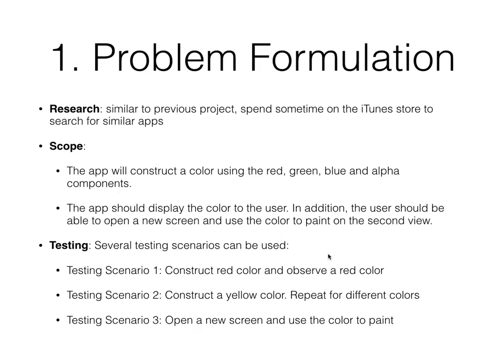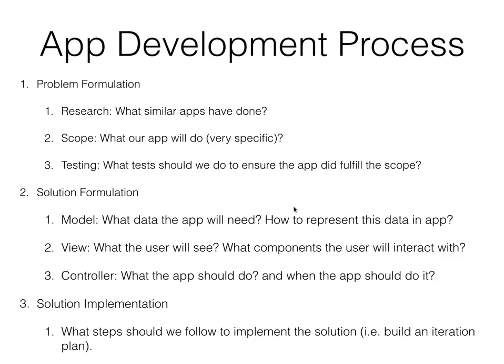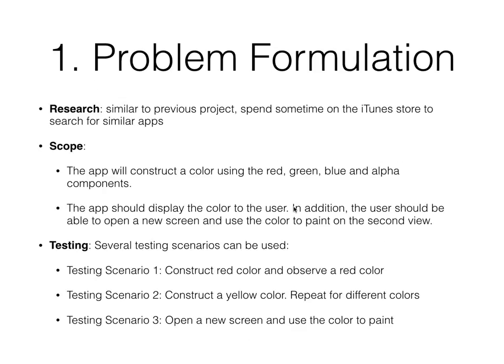So problem formulation. So we have a problem, and again, the problem is to develop an app that enables the user to construct a color and then use the color to paint on a second screen. So similar to the previous project, spend some time on the iTunes store to search for similar apps. And if you're not familiar with digital color, go ahead and Google digital color and see what can be done. I will not do that. I did it in previous projects, so you can go spend that time on your own and then come back, continue the videos.